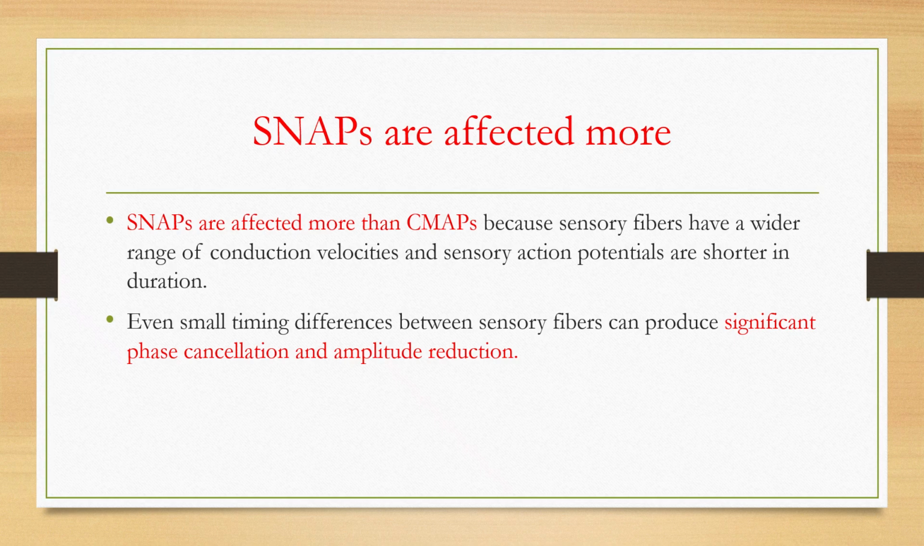SNAPs are affected more than CMAPs because sensory fibers have a wider range of conduction velocities and sensory action potentials are shorter in duration. Even small timing differences between sensory fibers can produce significant phase cancellation and amplitude reduction.